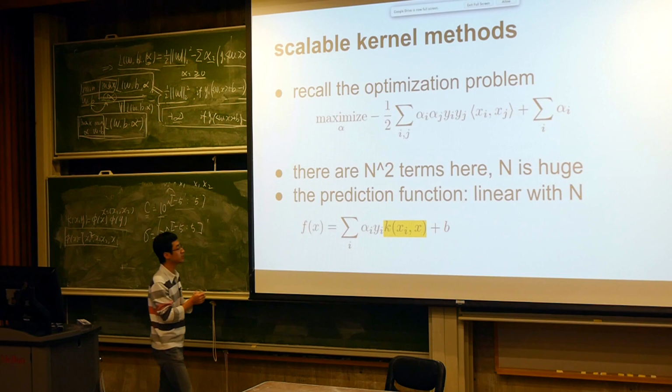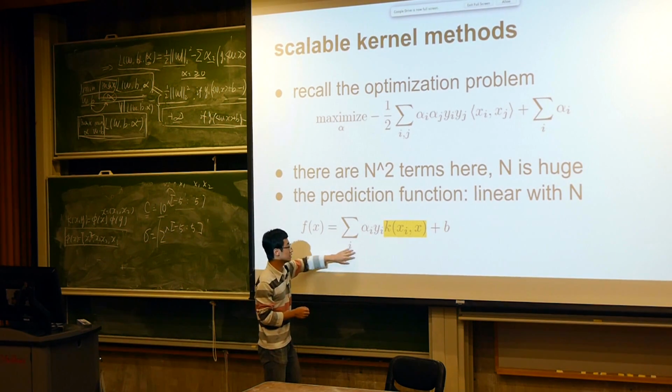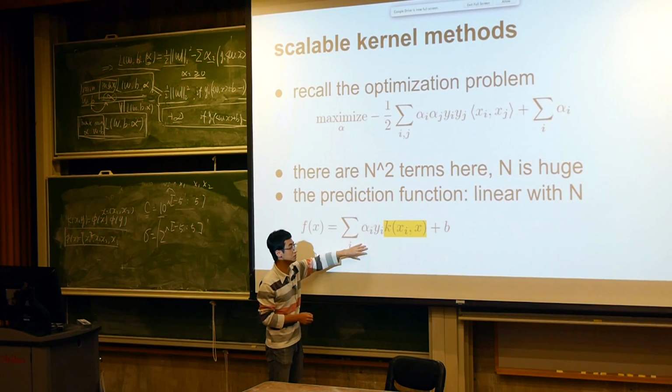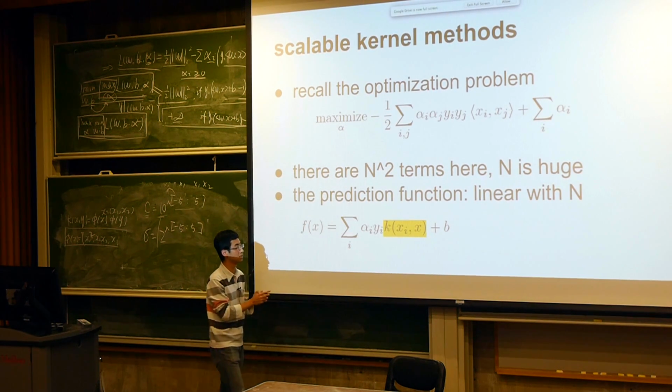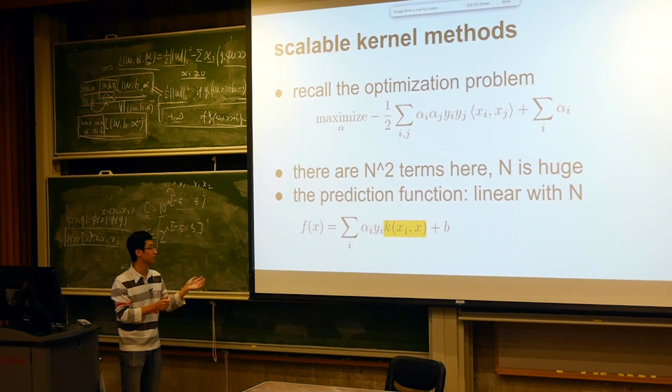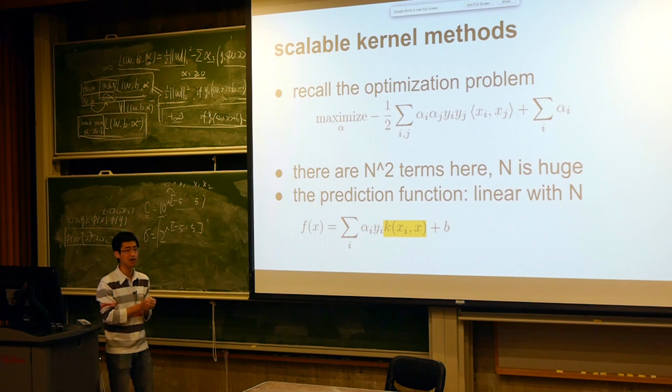And also in the prediction function, the number of terms in this summation is linear with the number of points. If n is quite large, then this prediction function is also hard to evaluate. How do we overcome this problem?